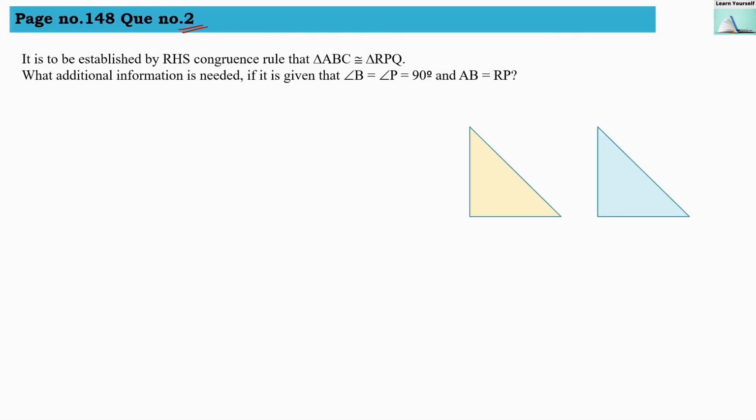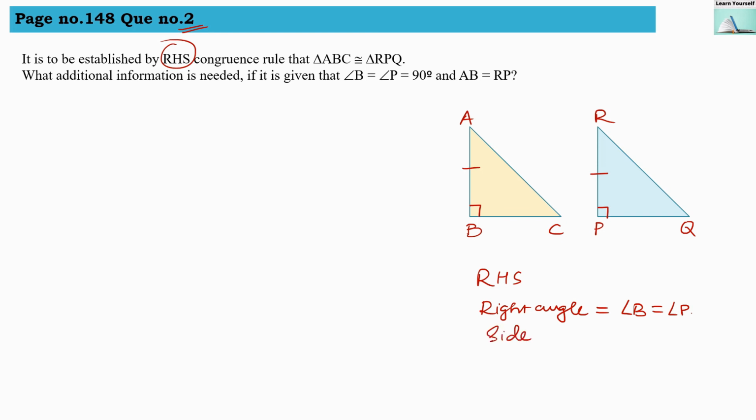Question number 2. It is to be established by RHS congruence rule that ABC is in congruence with RPQ. So here our triangles are ABC and RPQ. Angle B and angle P, they both are 90 degree. AB and RP, they are equal. Now what additional information do we need here? For RHS, we require the right angles to be equal, that we have, that is angle B is equal to angle P. Then one of the sides has to be equal. That we also have, that AB equals RP.